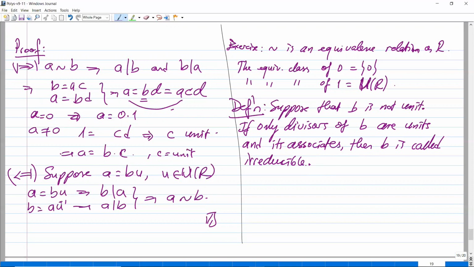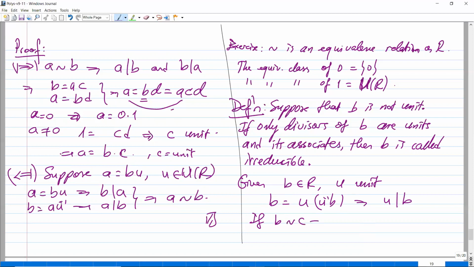Given an element B in R, if U is a unit, we can write B is equal to U times U inverse times B, so that U divides B. So any unit divides B. Also, if B is associated to C, then B is C times U, and C also divides B.